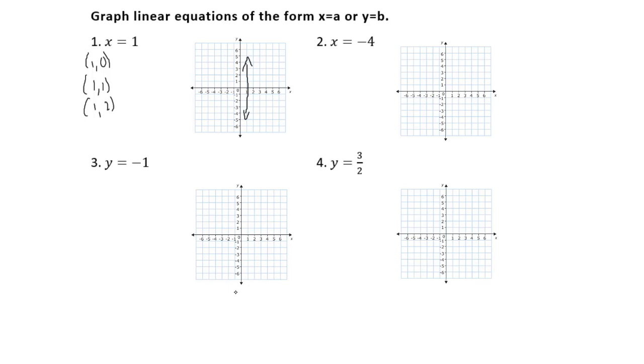So same thing here, make all the values x equals negative 4, and you get this vertical line. Y equals negative 1, so we get this horizontal line right here, and y equals 3/2, that's a decimal approximation of 1.5, and we get this horizontal line there. All right, so those should be very fast to graph as long as you remember what a horizontal and vertical line looks like.